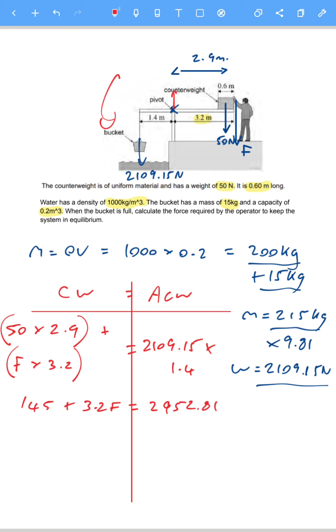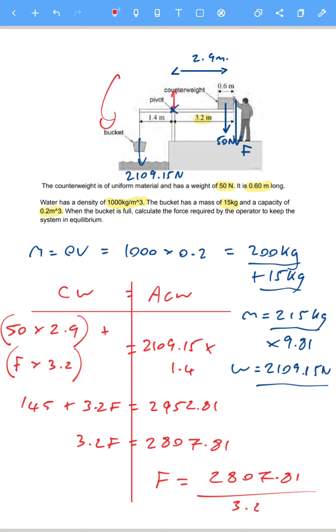2,952.81 newton meters. Then we need to get rid of the 145, so we're going to take that to the right hand side and subtract it. So we end up with 3.2 F equals 2,952.81 subtract 145, which is, you should have got 2,807.81. So the force required by the operator is simply 2,807.81 divided by 3.2, which gives us 877 newtons.